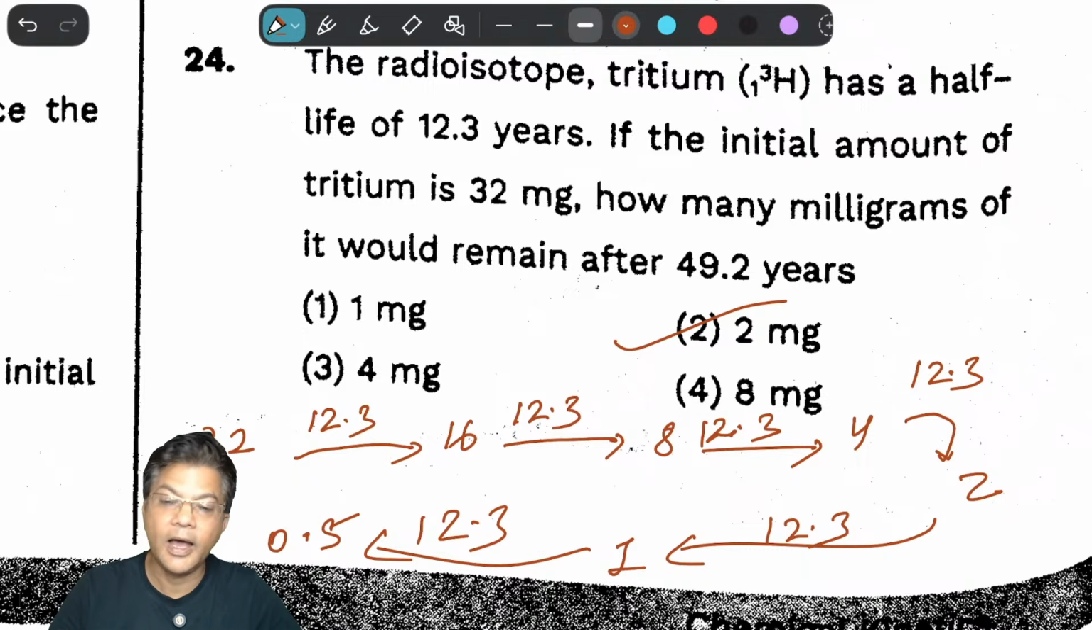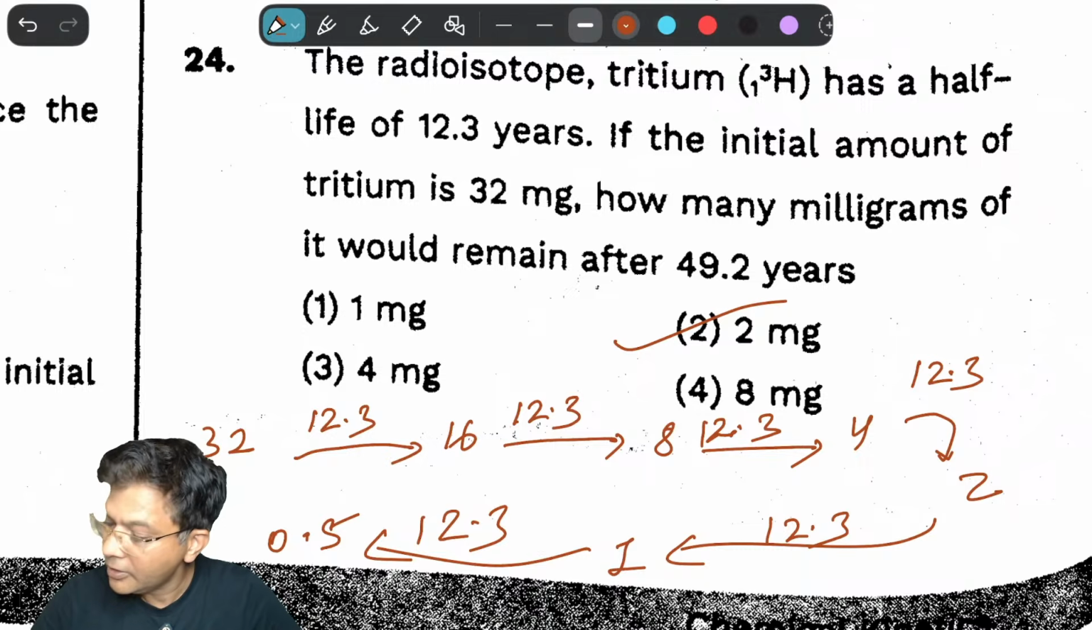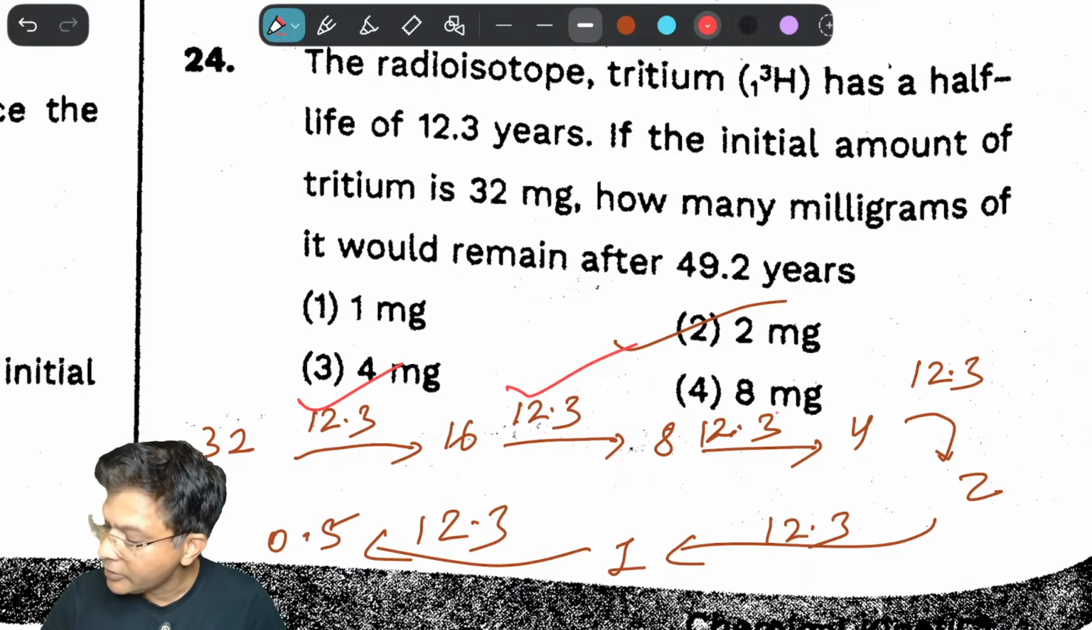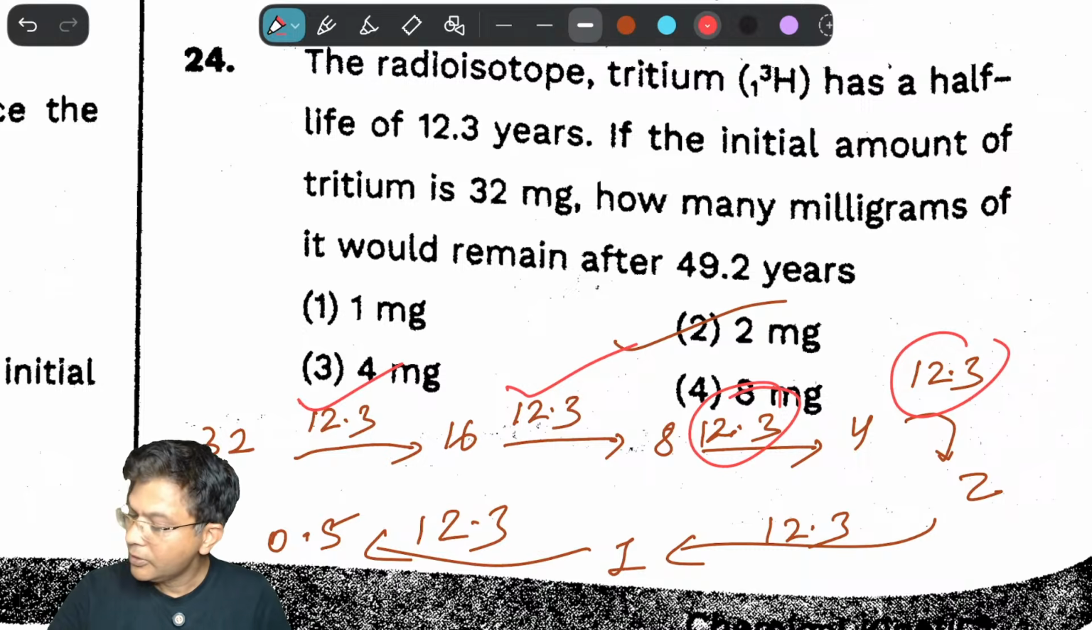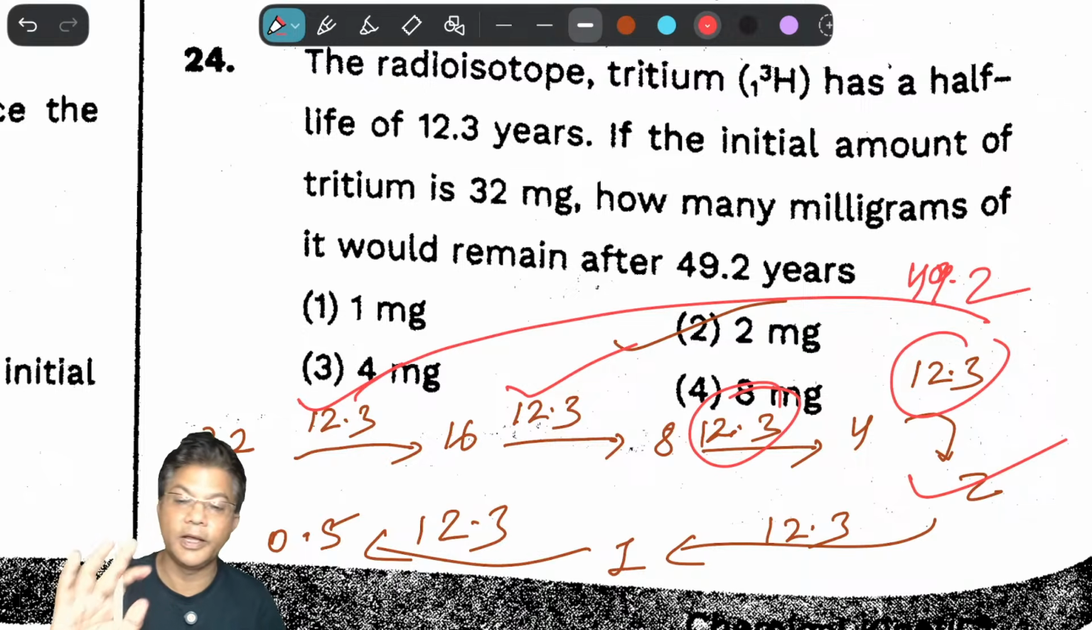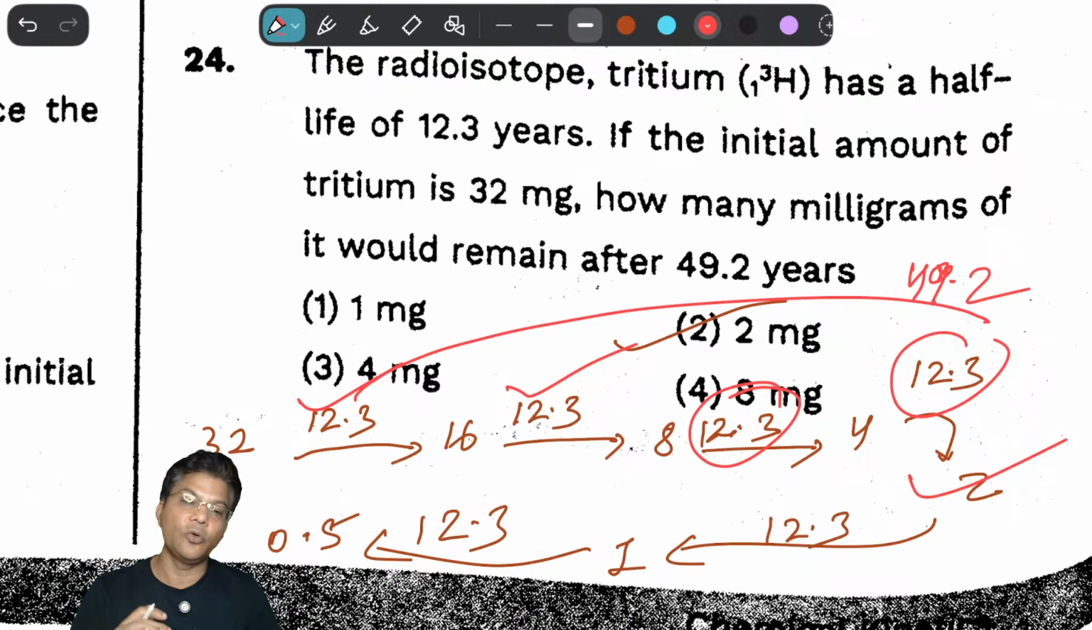Yes, I will come to that formula. So 12.3, 12.3, how much? 24.6, 24.6, 49.2. That means these many are 49.2 years, and after this the answer will be 2 milligrams. One way is this answer, right? Got it? Now the second way to solve it, let me tell you.